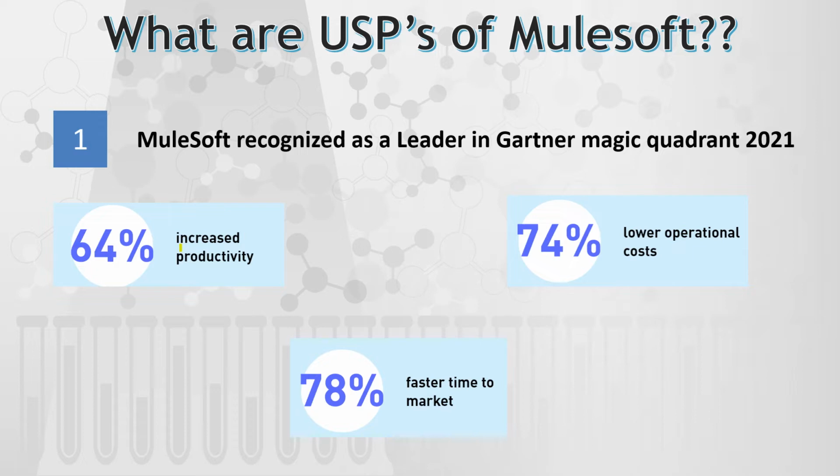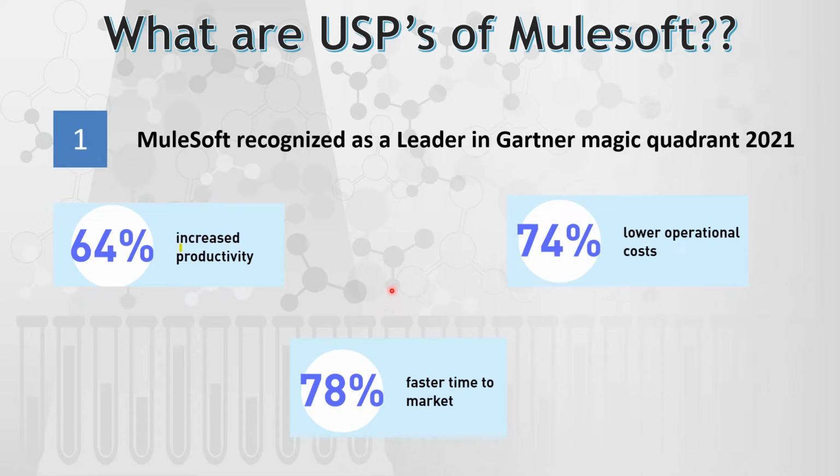So MuleSoft is recognized as a leader in the Gartner Magic Quadrant in 2021. If you don't know the Gartner Magic Quadrant, I'll provide the link in the description. You can go through that blog to understand what that Magic Quadrant is and where exactly MuleSoft stands in it. But in a nutshell, in comparison with all the competitors, MuleSoft is recognized as a leader, and that takes MuleSoft to the number one position in terms of integration applications.